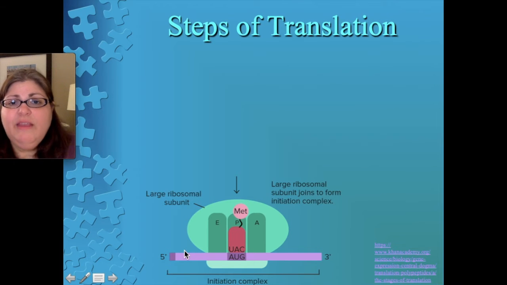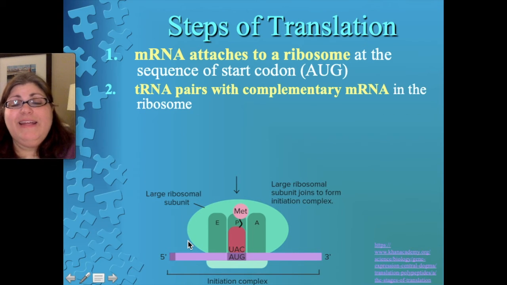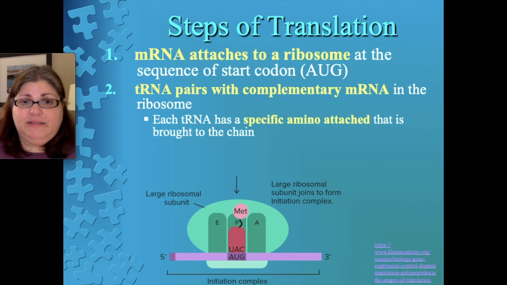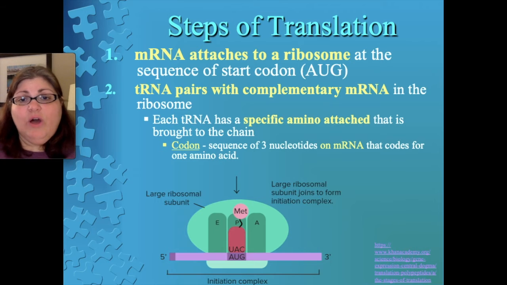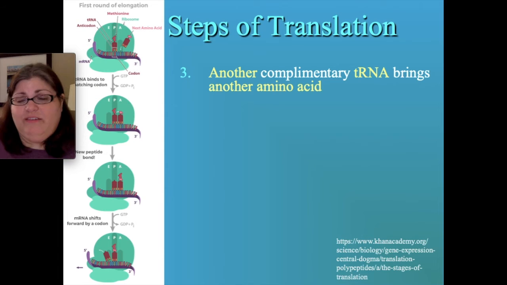So we talked about step 1: the mRNA attaches to the ribosome at the start codon. Step 2, the tRNA is going to pair with a complementary mRNA to bring with it a specific amino acid. And once again, the codon is the part of the mRNA that pairs with the anticodon on the tRNA to control this. So another tRNA molecule comes in and bonds with the next codon, the next set of 3 nucleotides on the mRNA.